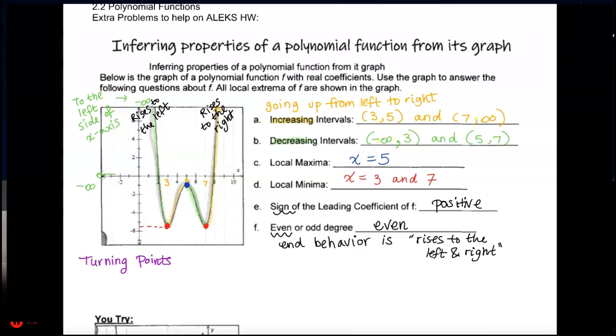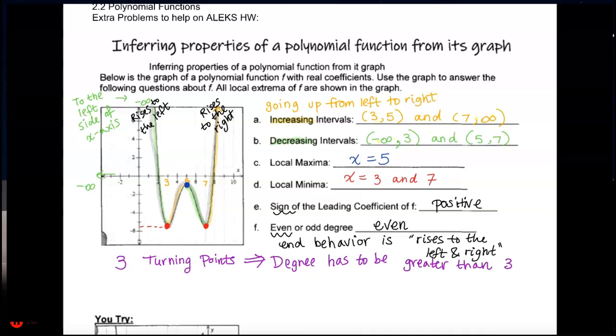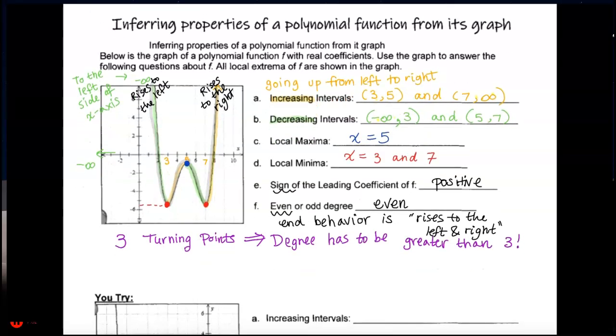So how many turning points do we have? We have 3 turning points, okay? So say that we have 3 turning points. Hold on, let me move it. We have 3 turning points. So that means the degree has to be greater than 3. Okay, so I remember seeing this problem on your Alex homework. They ask you for possible degrees. They list things like this, degree.